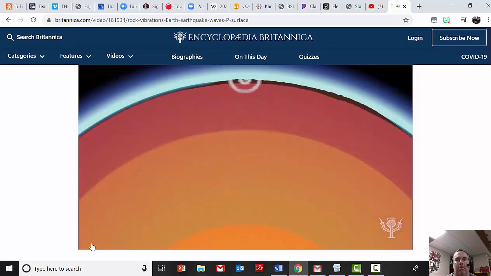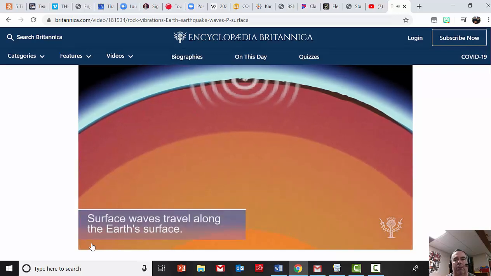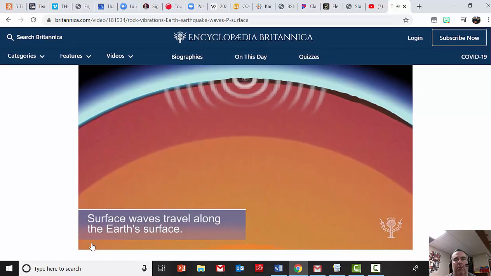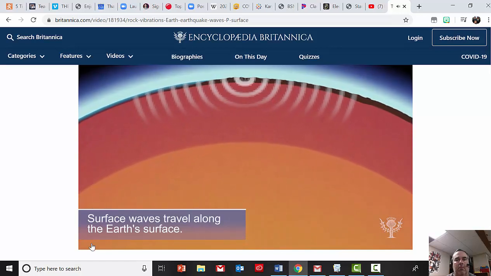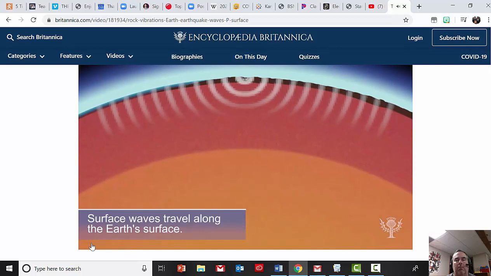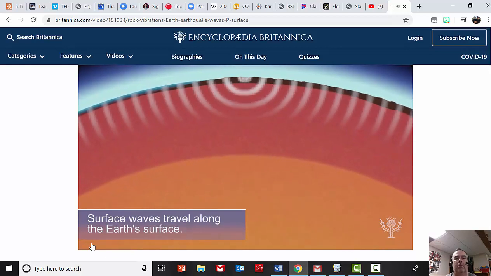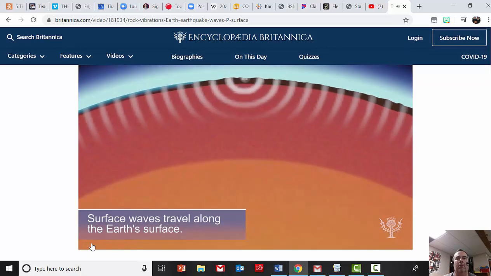After both P and S waves have moved through the body of Earth, they are followed by surface waves, which travel along Earth's surface. Surface waves travel only through solid media. They are slower moving than body waves, but are much larger and therefore more destructive.